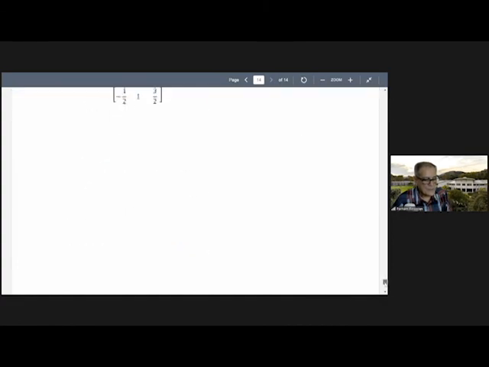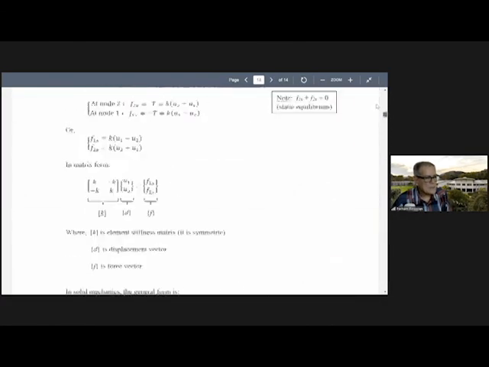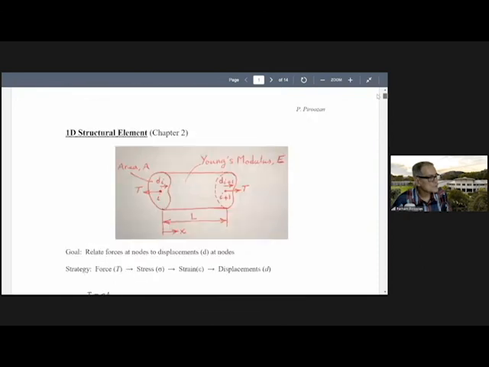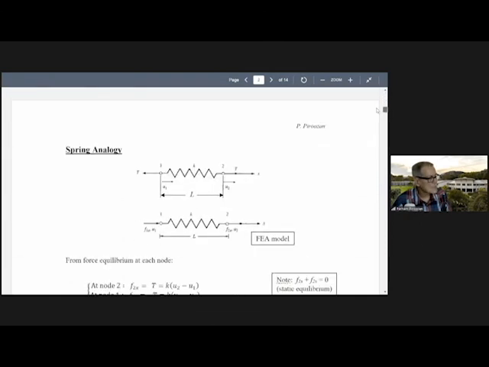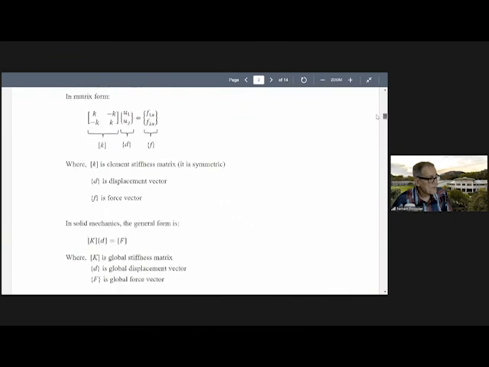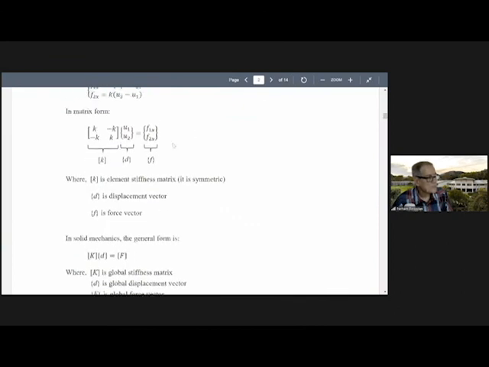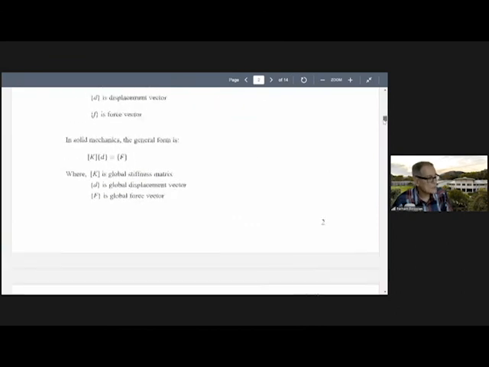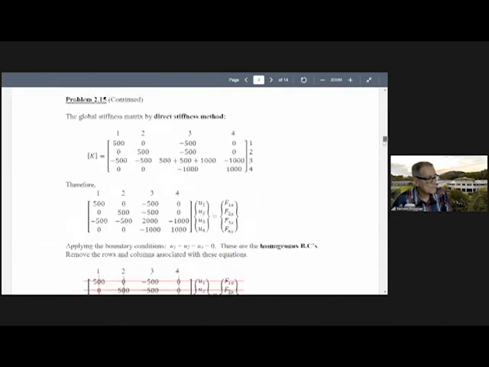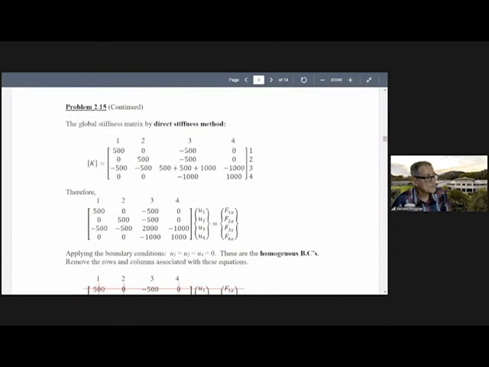All right, any questions about what we discussed today? We reviewed the one-dimensional bar element and we looked at the spring element. We found the element stiffness matrix for a spring element, and we talked about the global stiffness matrix, and we looked at this example problem. We created this global stiffness matrix by the direct stiffness method, and we reviewed some matrix algebra. On Wednesday, we are going to continue practice with solution of simultaneous linear equations.